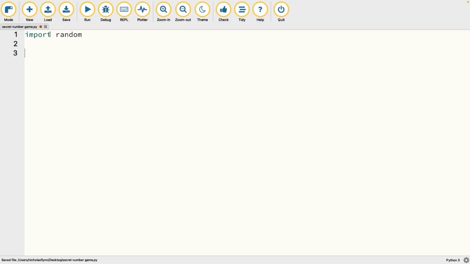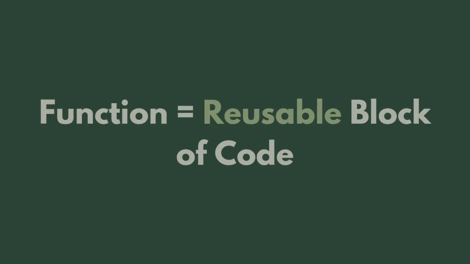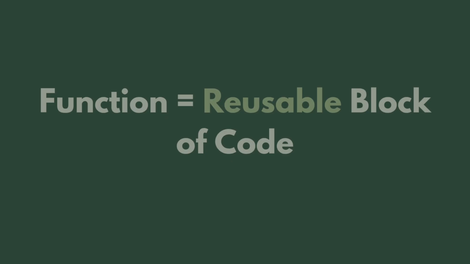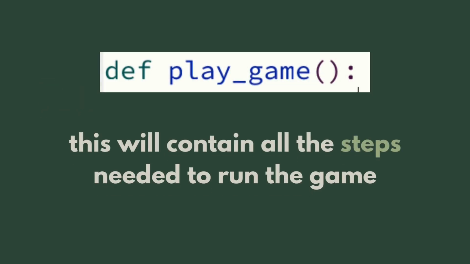So hit enter. Now we're going to type def, which is short for define, play underscore game parentheses colon. Okay, this line of code defines a function, and a function is a reusable block of code that we can run anytime by calling its name. This function, play game, will contain all the steps needed to run our number guessing game.